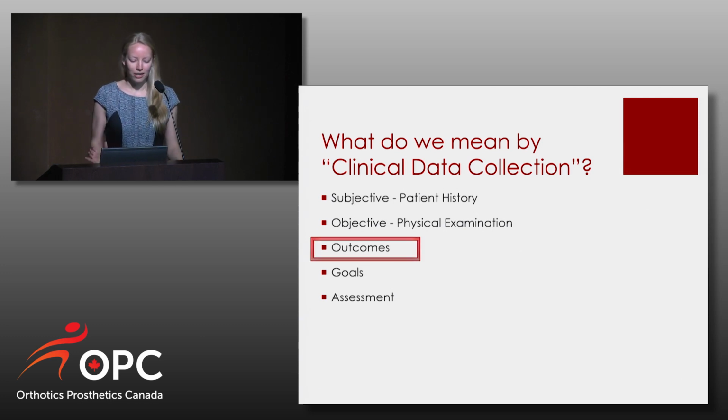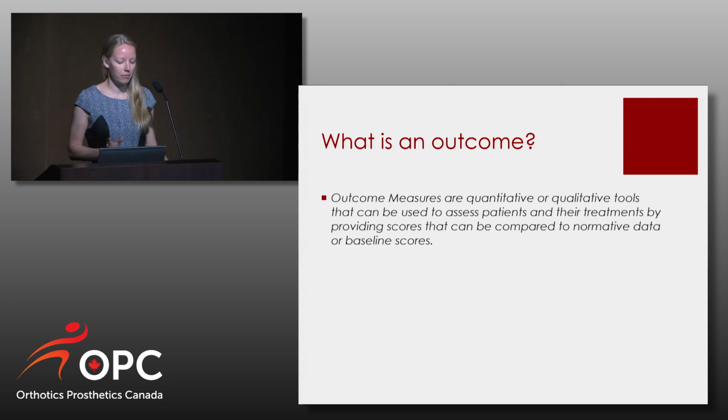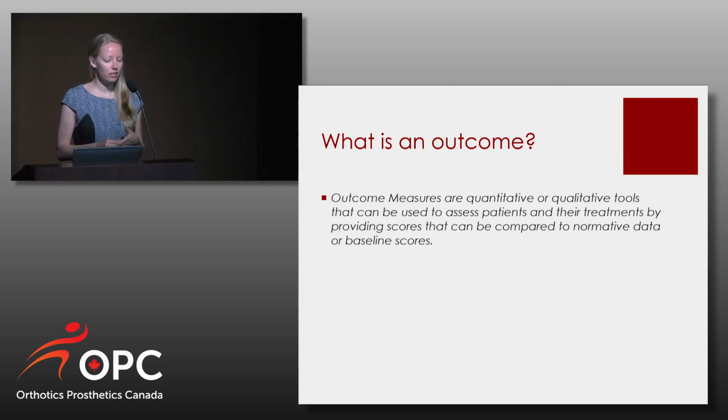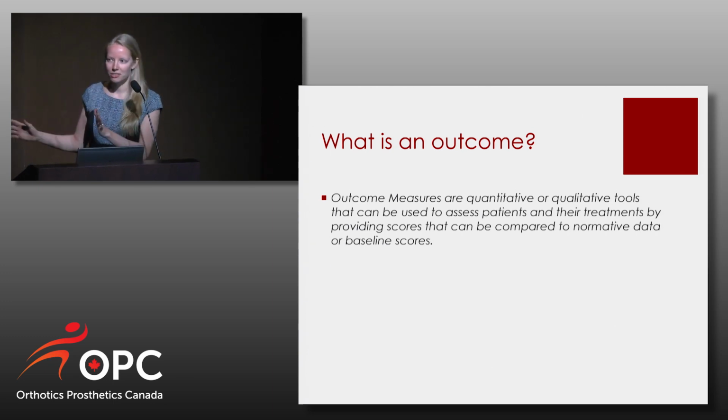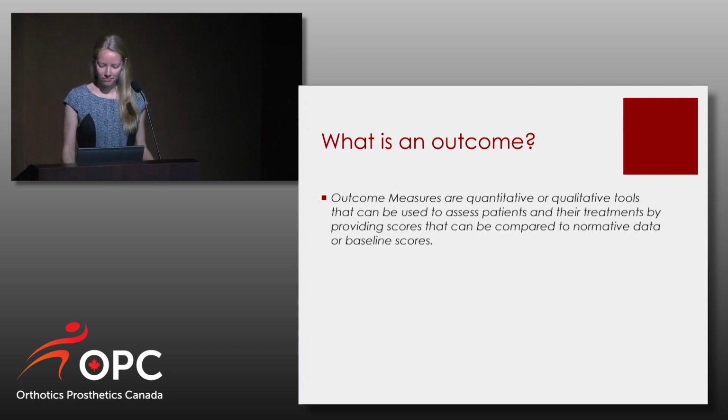So what is an outcome? Here's just a simple definition of an outcome measure, just to make sure that we're all on the same page and understanding what we're talking about. It's a tool, qualitative or quantitative, that can assess a patient and their treatment and provide you with a score that can then be compared to normative data or to that patient at a different point in time. There's lots of definitions of outcome measures out there. For today, this is what we're talking about.